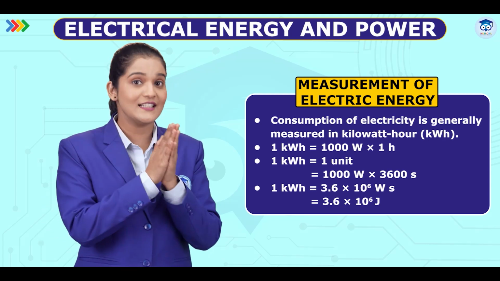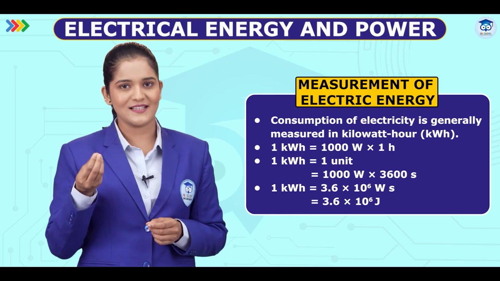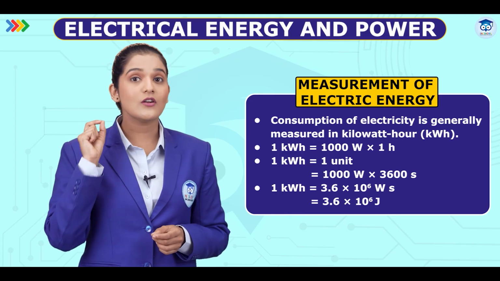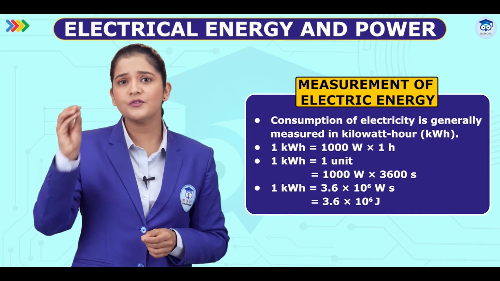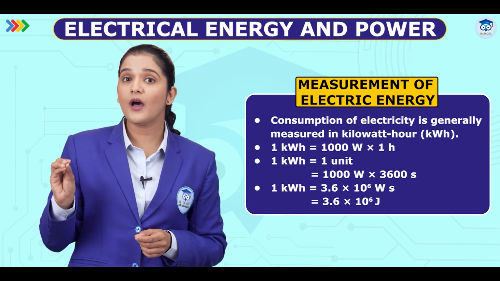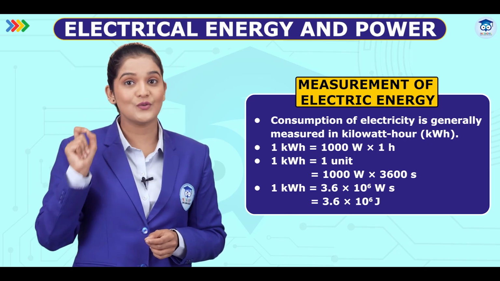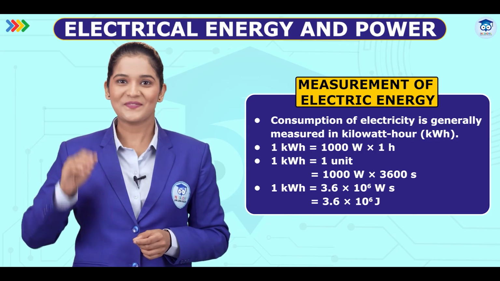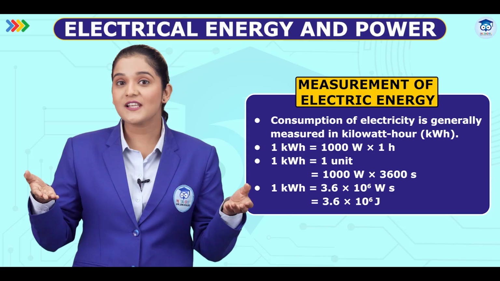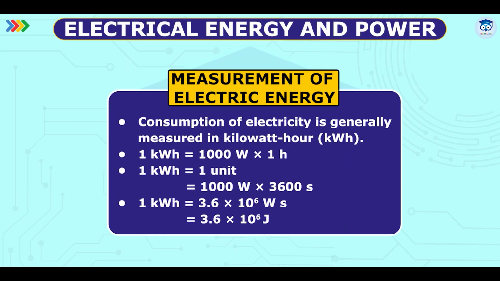To understand this better, let's define what 1 kilowatt hour means. 1 kilowatt hour is the amount of electrical energy consumed by an appliance with a power rating of 1 kilowatt, that is 1000 watts, when it operates for 1 hour. This definition helps us relate power and time directly to energy.